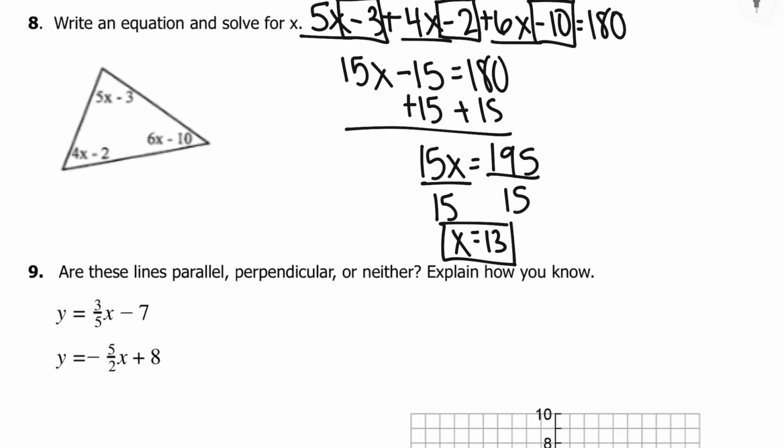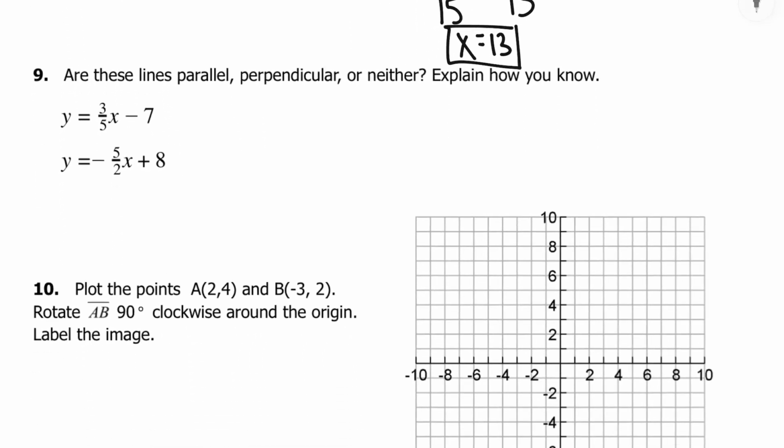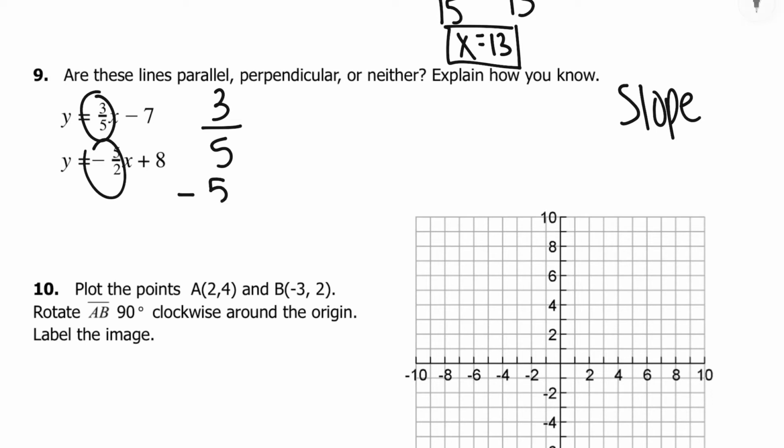All right, number 9, it says, are these lines parallel, perpendicular, or neither? Explain how you know. To find out if things are parallel or perpendicular or neither, you're looking at slope, and you're always looking at slope if you are given the equations. So I am just looking at the 3/5, and I'm just looking at the negative 5/2. For them to be parallel, they would have to be the same, so that's out. We would want them to be the same, so if you want to write yourself a note for that. And then perpendicular, opposite reciprocals.